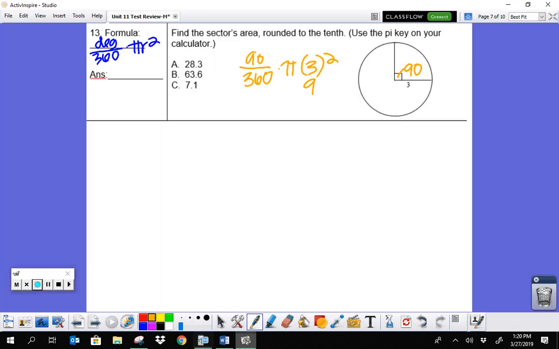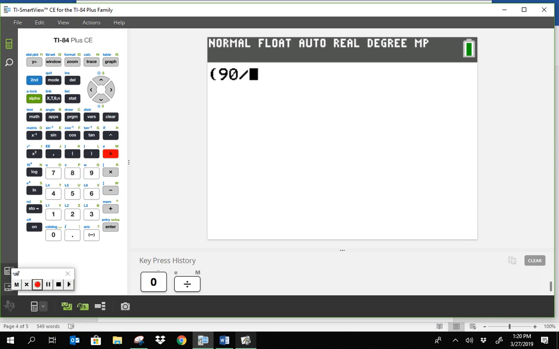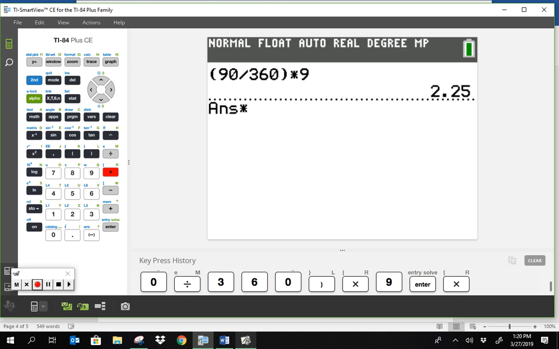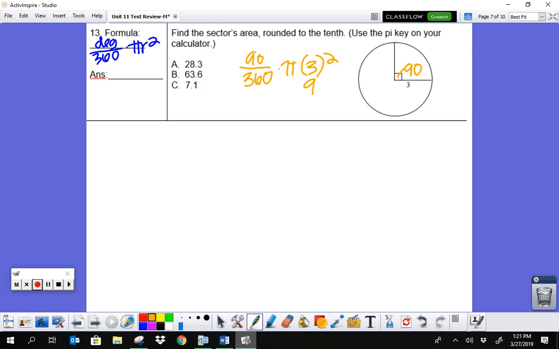Okay, so I'm going to do 90 over 360 times 9, and then I could have already put the pi if I wanted to. I just did it. So now I'm going to do times pi, and I get about 7.1. Okay, so that comes out to be 7.1, so that is C.